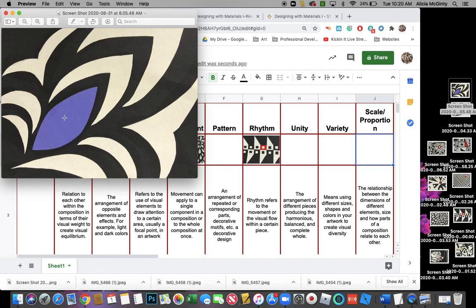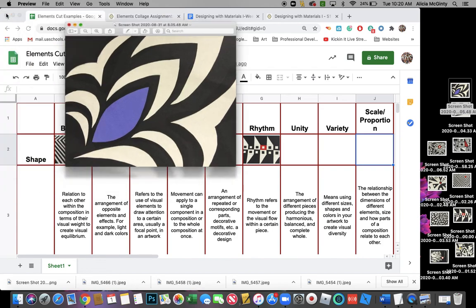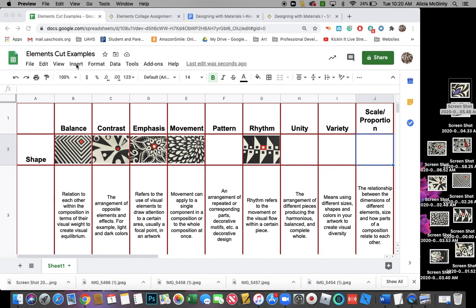Again, it's in the rule of thirds, so my eye starts here and it goes out. But the way that they've spread these apart, it makes it seem like this is bigger and this is smaller only because of the relationship of where it is on the paper. So I think they did a good job of proportion. So I'm going to put that one in scale and proportion.